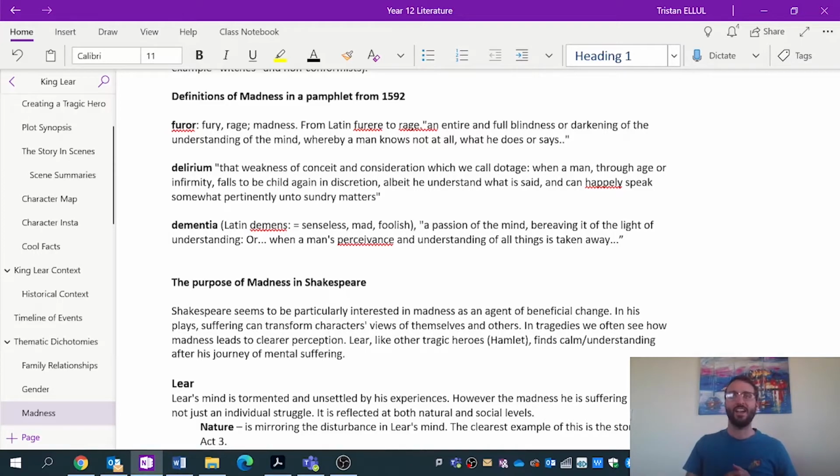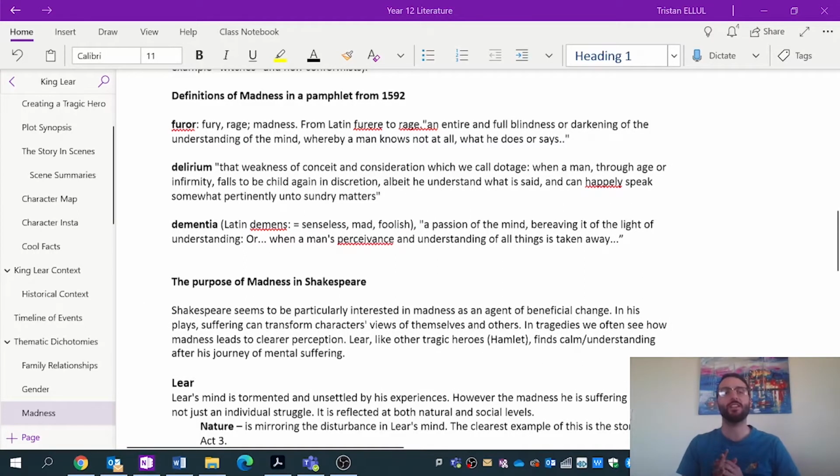So Shakespeare did use aspects of this pamphlet in his writing and quotes it. So it's a good resource to see the angle and the perspective that Shakespeare is coming at madness from. So we have three definitions of madness here.